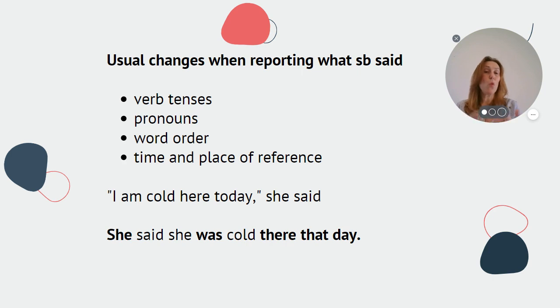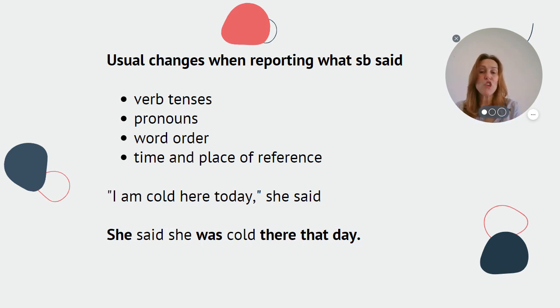So notice, word order changes, verb tenses change, pronouns change because she said, "I am cold." And then when you report it, you say she said she was cold. She said "here," but you say "there." And she said "today," and you say "that day." So also when we are reporting, some typical changes have to be made in time and place words.